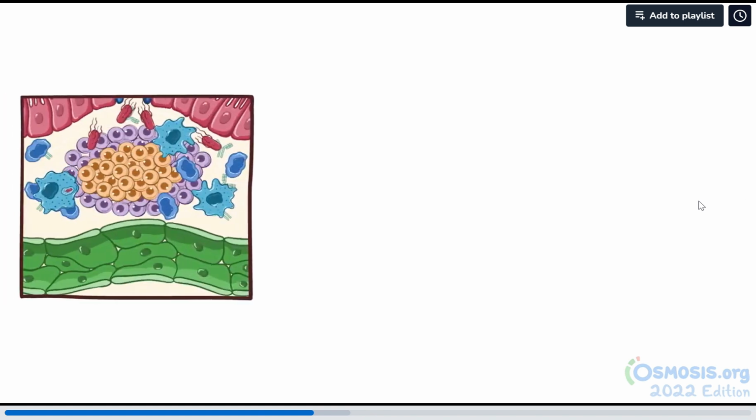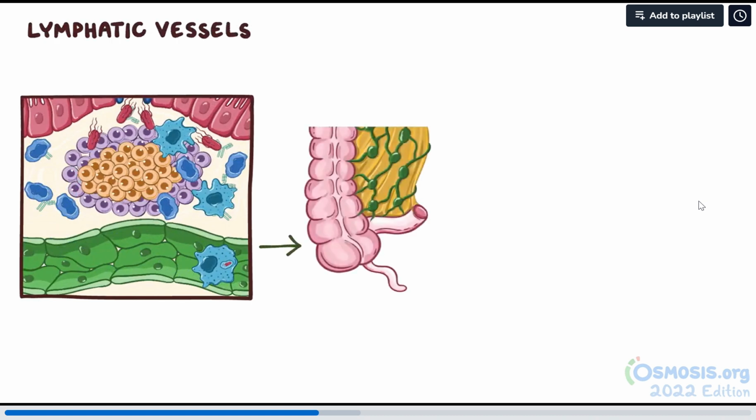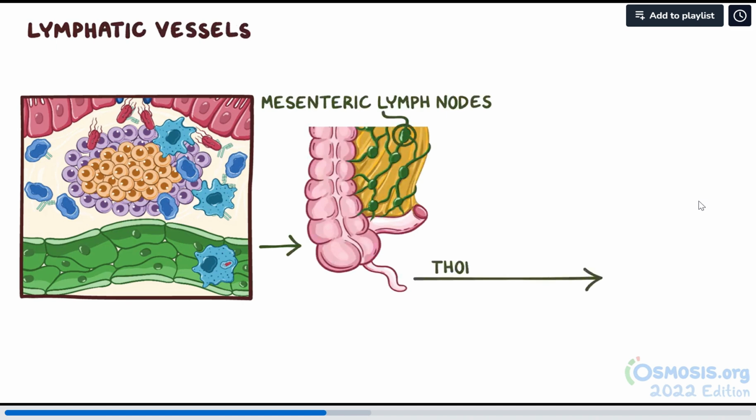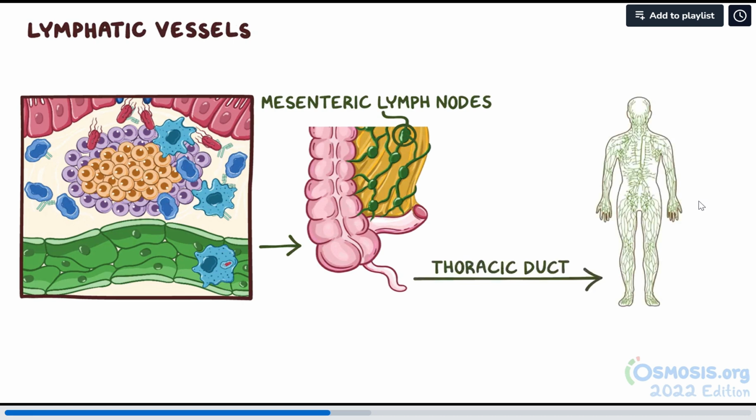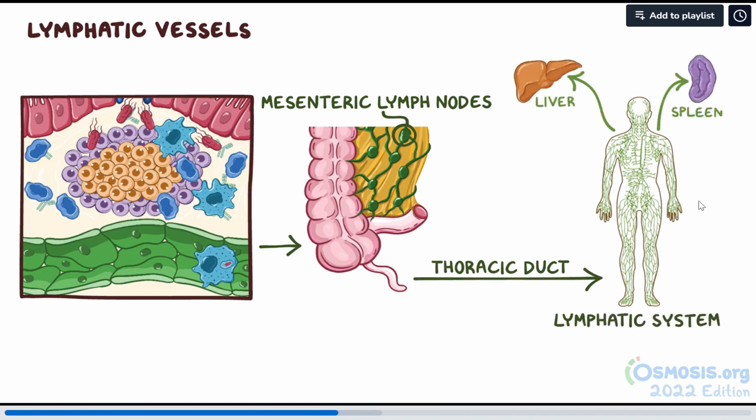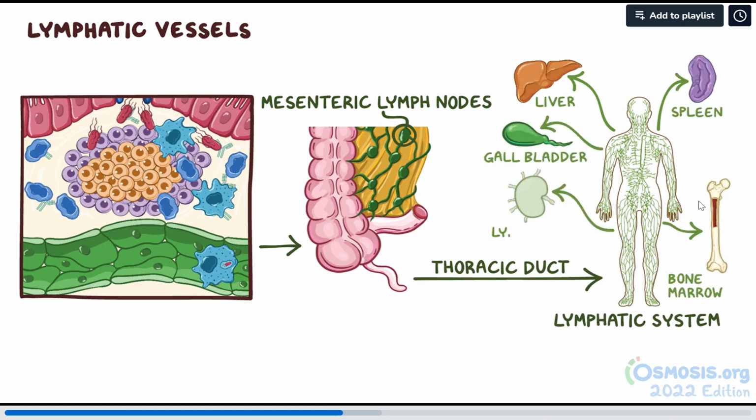Now, while this is all happening, S. typhi is using the host macrophage to hitch a ride to the nearby lymphatic vessels that drain into the local mesenteric lymph nodes. Once there, the macrophage can continue to flow through the thoracic duct and into systemic lymphatic circulation, where they can enter reticuloendothelial tissues in the liver, spleen, bone marrow, gallbladder, and additional lymph nodes.